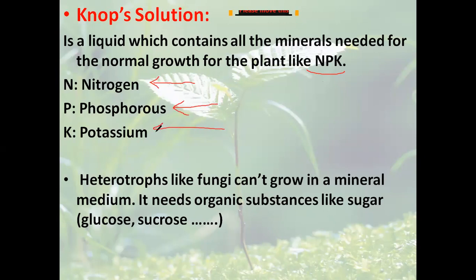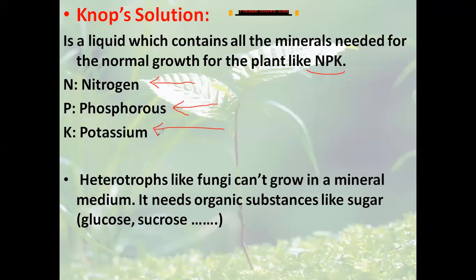Maybe in the quiz, I'm going to ask you what the term NPK stands for. So you have to say N for nitrogen, P for phosphorus, and K for potassium. You have to specify that N is for nitrogen, K for potassium, and P for phosphorus.